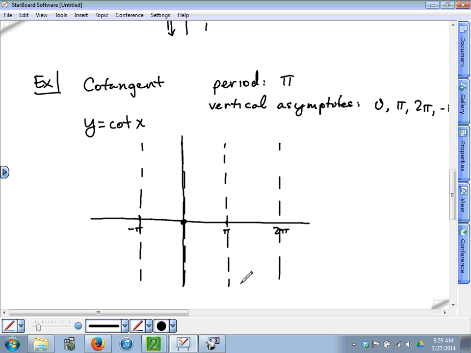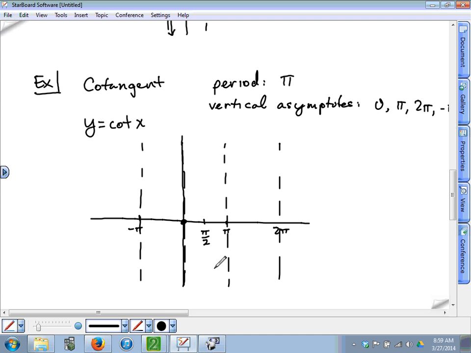Now, would it be possible for cotangent to start at 0, 0 like tangent? It can't start at 0, 0. Why? That's one of our vertical asymptotes. So the cotangent isn't actually starting at 0, 0. So let's make one of our cycles be between these two vertical asymptotes, between 0 and pi. Halfway between that is pi halves.